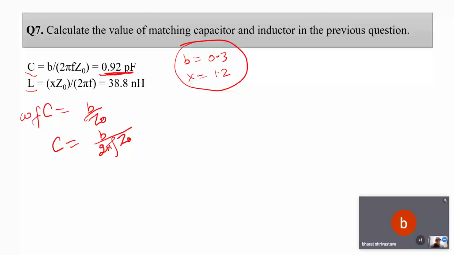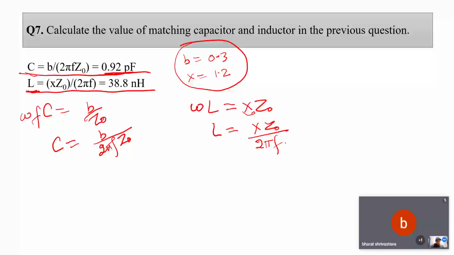To find the value of the matching inductance, you know that omega L is equal to X. This X represents the normalized reactance. To find the total reactance, you have to multiply this reactance by z naught. So from here you can find the value of L as X z naught over 2 pi f. That's how you find the matching inductance as well as capacitance.